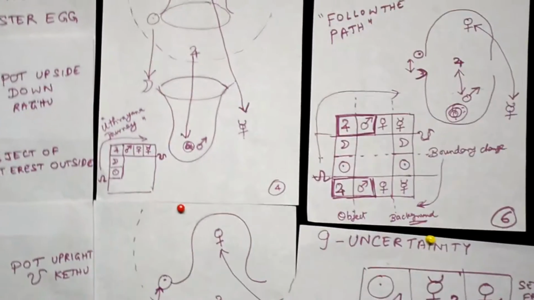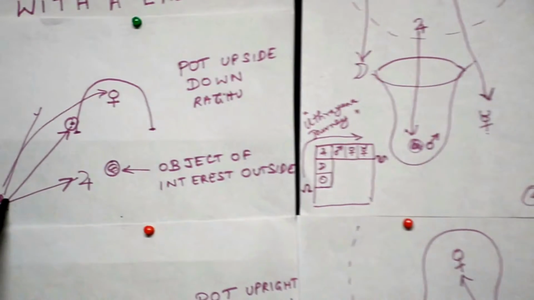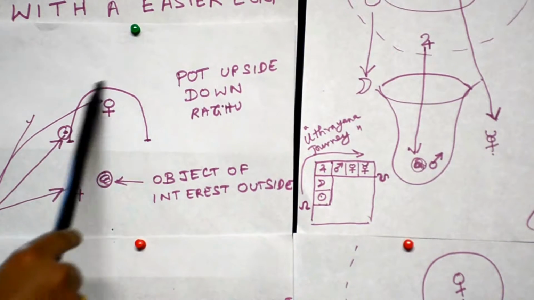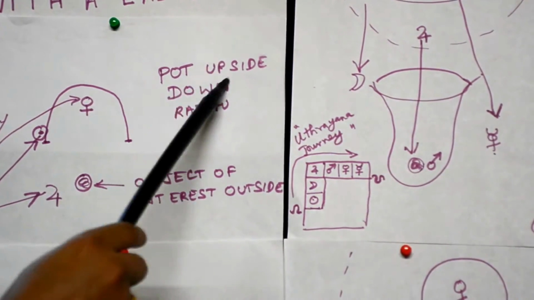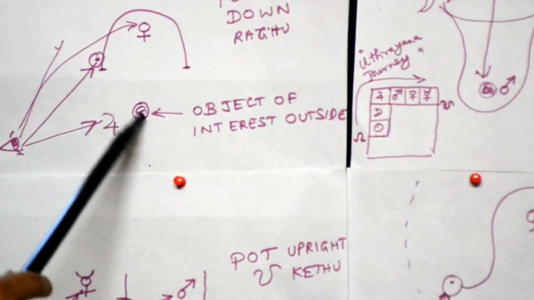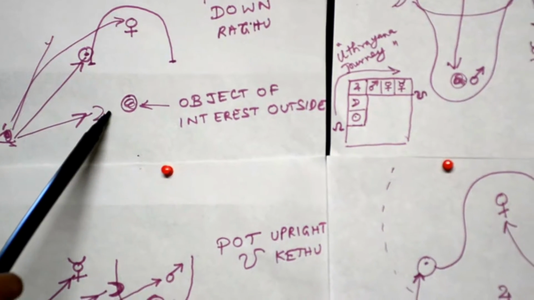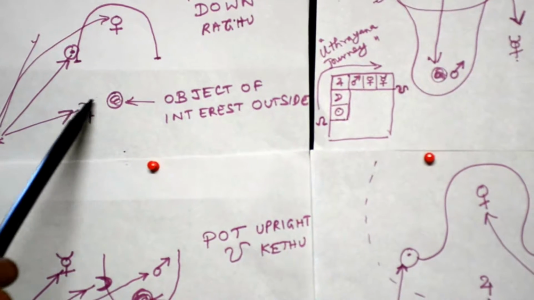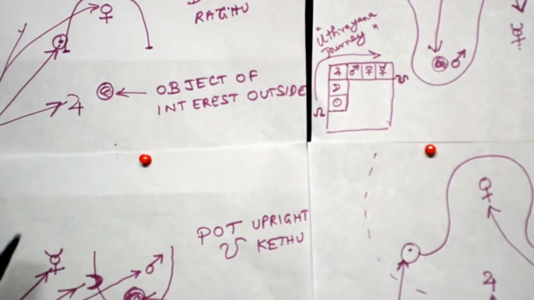Now here I have drawn an eye to represent an observer. An observer can either see within the part, or on the boundary of the part, or see outside the part. When the part is upside down, the object of interest is actually outside the part. So this symbol means the object of interest is outside, above the cross, which means it's outside.